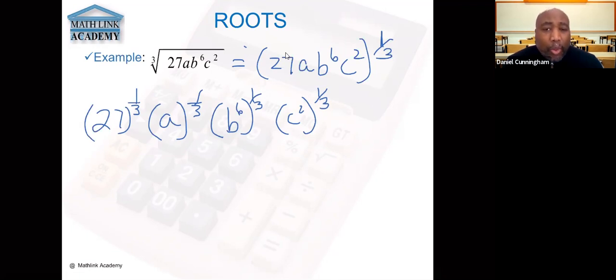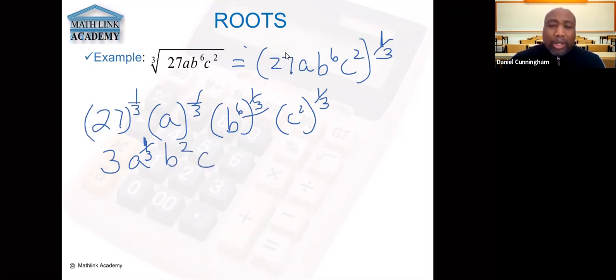So 27 to the 1/3. We need to see what the cube root of 27 is. I believe it's 3. So this would be a 3. And it'd be a to the 1/3, so just leave a to the 1/3. There's no multiplying, just a to the 1/3 power. In this case, b to the 6 raised to the 1/3: you multiply the exponents. So 6 times 1/3 is really like 6 divided by 3. So this would be b squared.